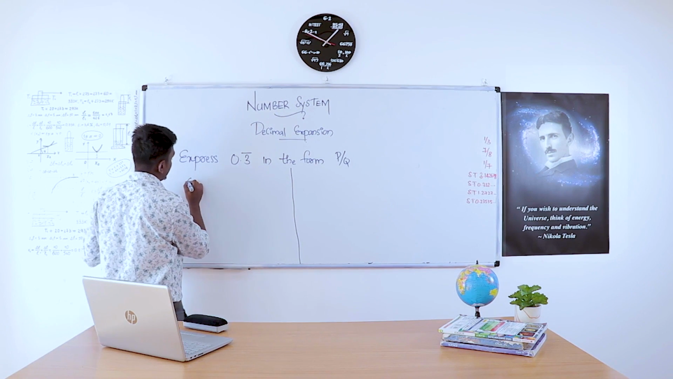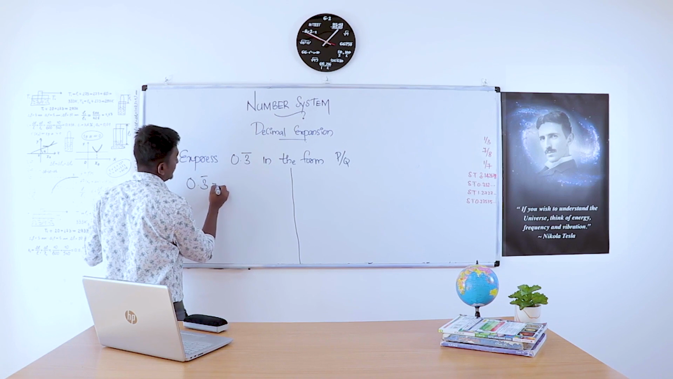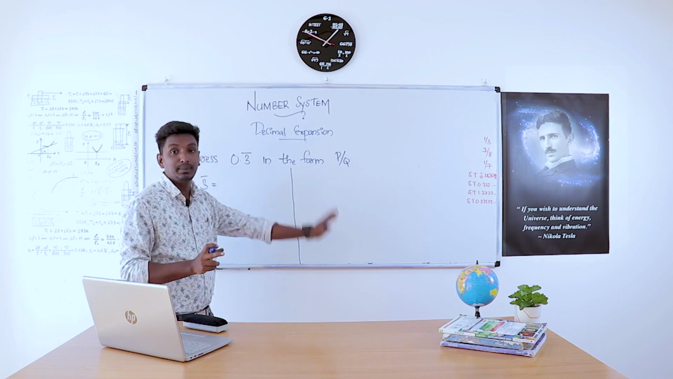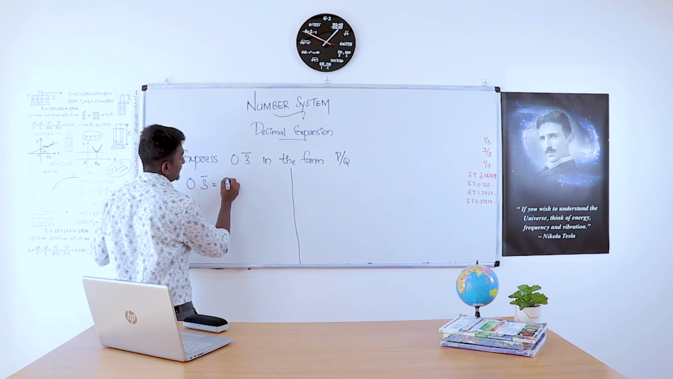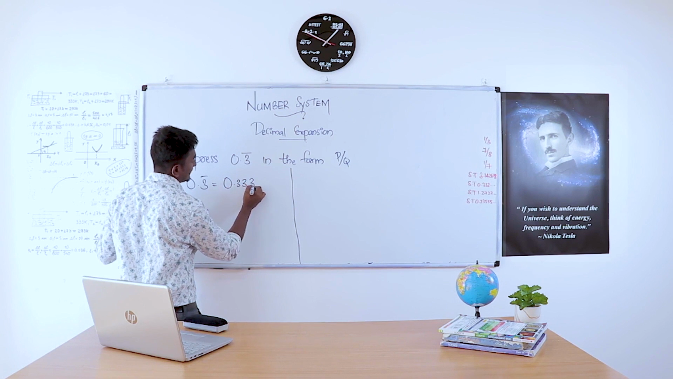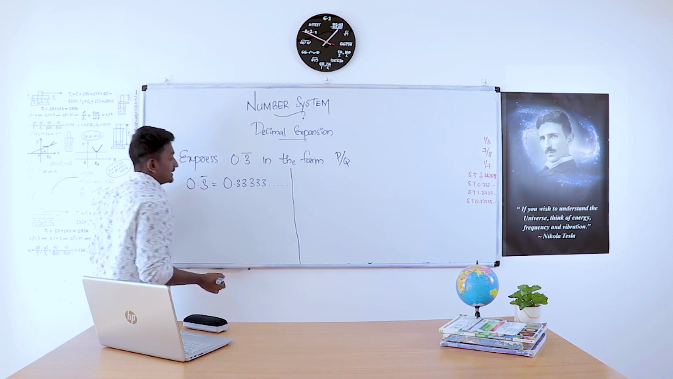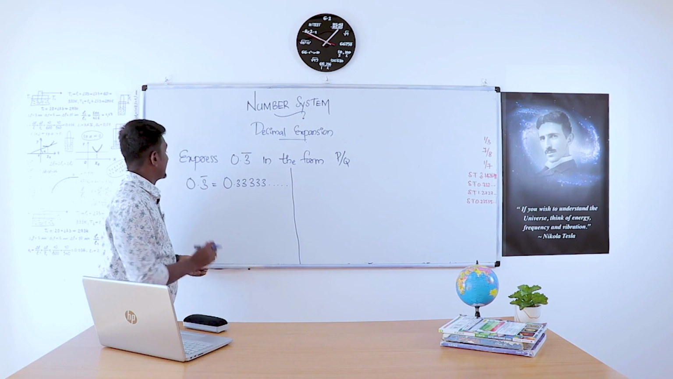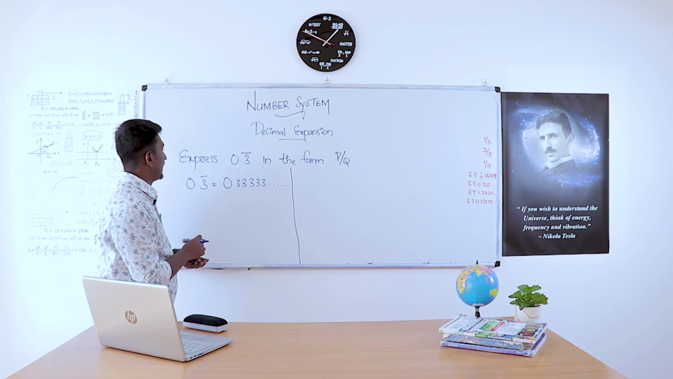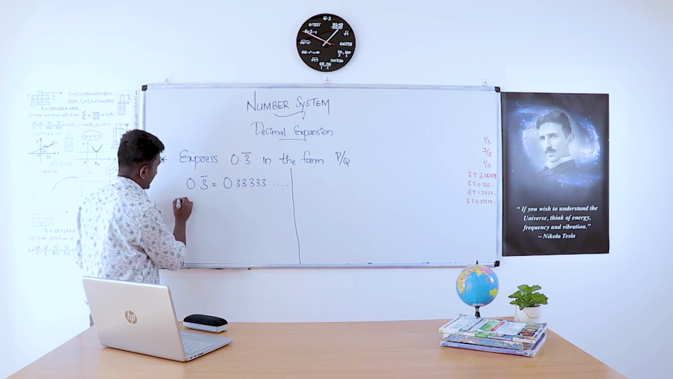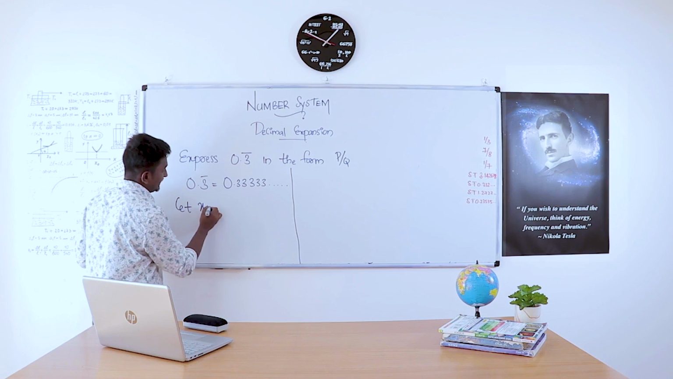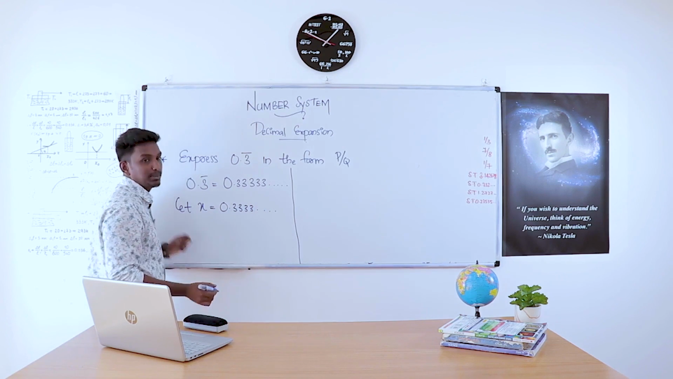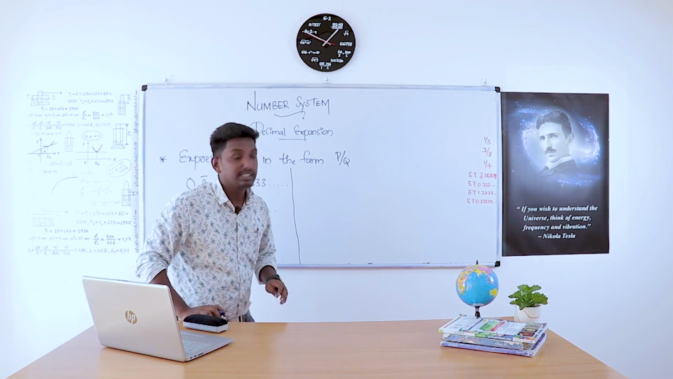We know that 0.3 bar is equal to, when we put a bar above a number, that means the number is repeating again and again. 0.3 bar means 0.33333, etc. The number 3 is repeating again and again. Actually, we don't know the value accurately. So, let x be equal to 0.33333, etc. That is 0.3 bar. Put 0.3 bar as x.